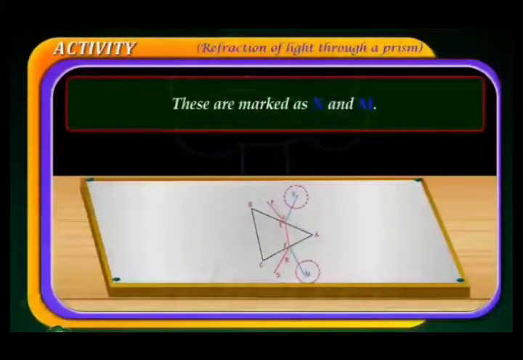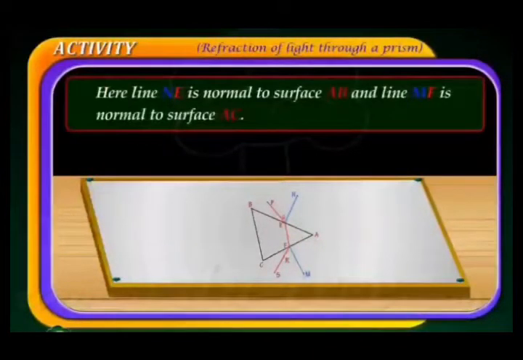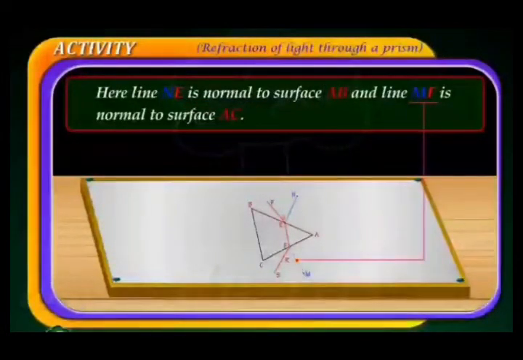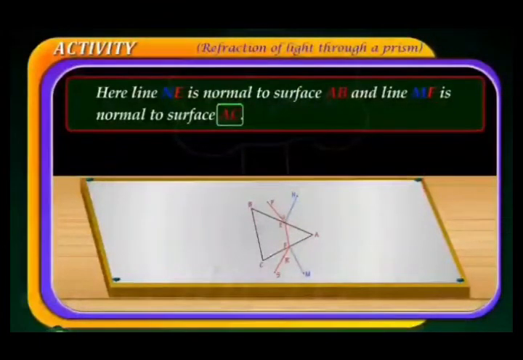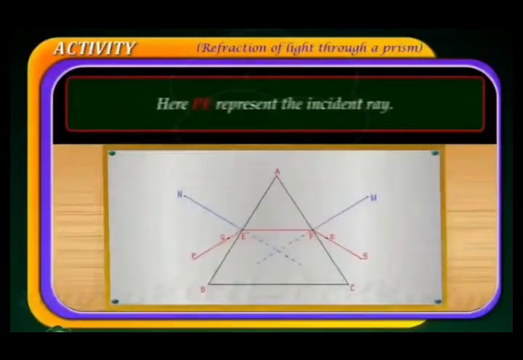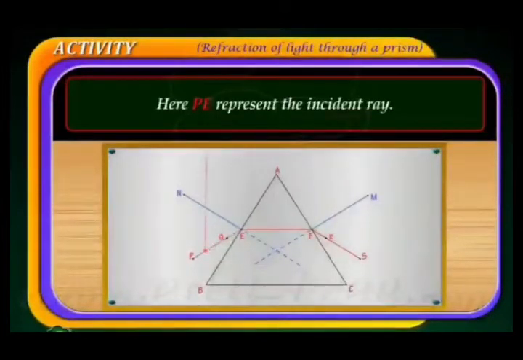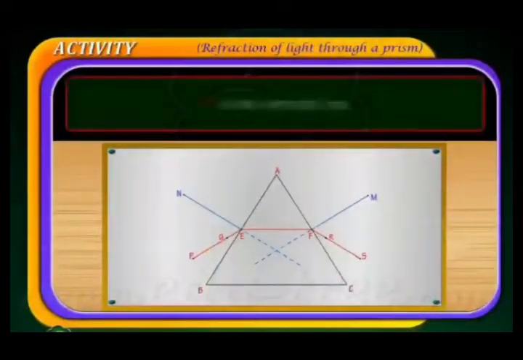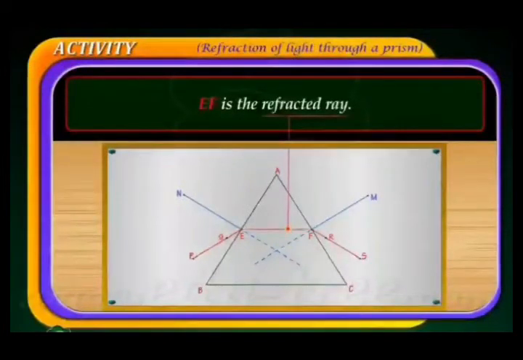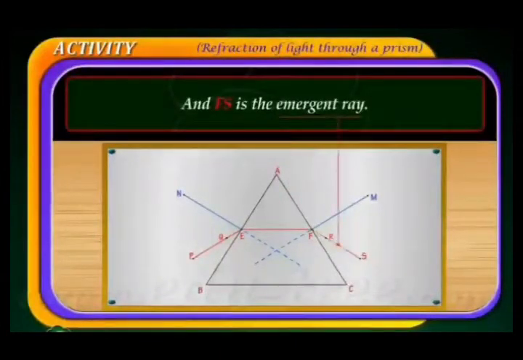These are marked as N and M. Here, line NE is the normal to the surface AB and line MF is the normal to the surface AC. Here, PE represents the incident ray, EF is the refracted ray, and FS is the emergent ray.